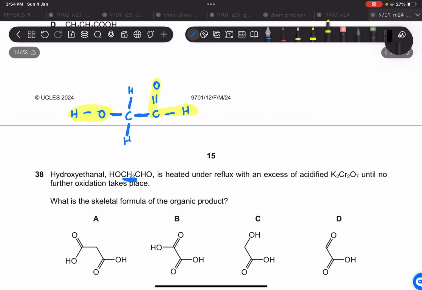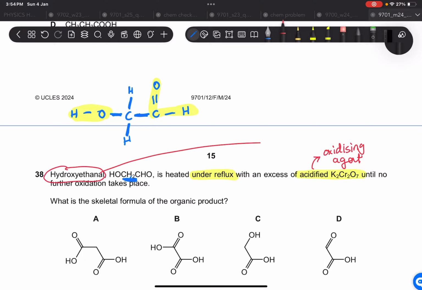Hydroxyethanol is heated under reflux. Heated under reflux, not under distillation. There are two types of heating, heating under reflux and heating under distillation, with an excess of acidified K2Cr2O7. So what kind of reagent are we using? This is an oxidizing agent. So we are basically heating our hydroxyethanol with an oxidizing agent until no further reaction takes place. What is the skeletal formula of the organic product that's going to be formed? Okay, simple.